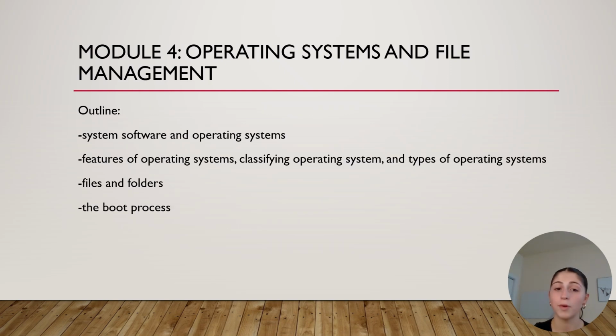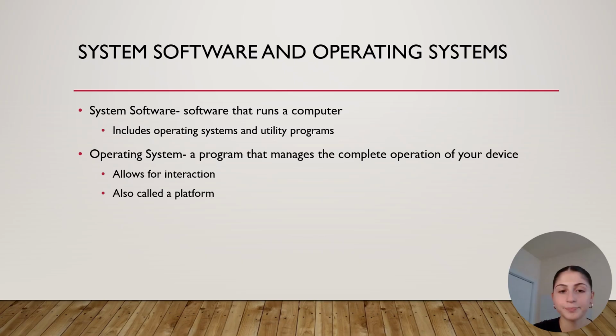Moving on to Module 4, we discussed operating systems and file management. In this module, we talked about system software and operating systems, features of operating systems, classifying operating systems, types of operating systems, files and folders, and the boot process. Starting off with system software and operating systems, system software is the software that runs a computer, while an operating system is a program that manages the complete operation of your device. This allows for interactions and also can be called a platform.